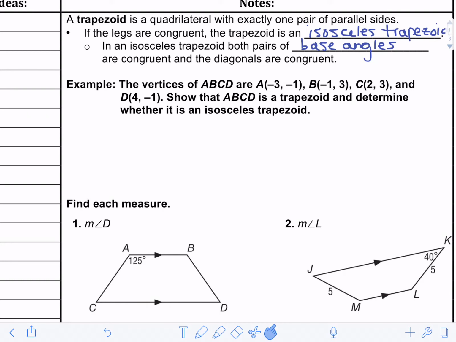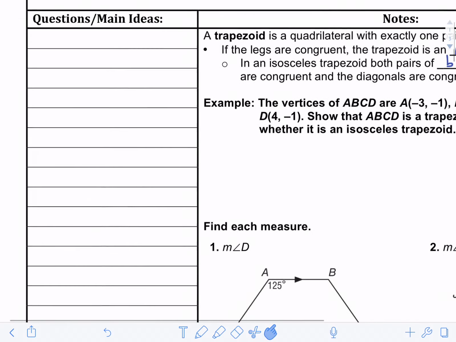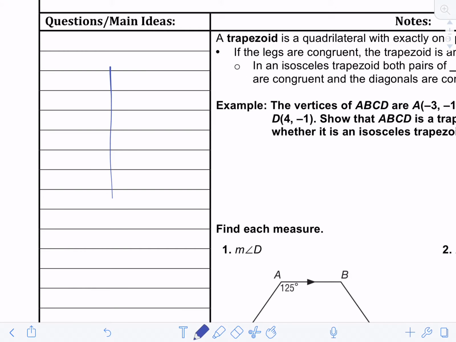So it gives you the vertices and it's asking if this is a trapezoid and to determine whether it is an isosceles trapezoid. First thing I'm going to do is a quick little sketch over here off to the side. And again, it doesn't have to be perfect. So A is at (-3, -1). B is at (-1, 3). C is at (2, 3). And D is (4, -1). Okay, so quick little sketch.